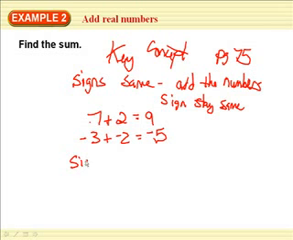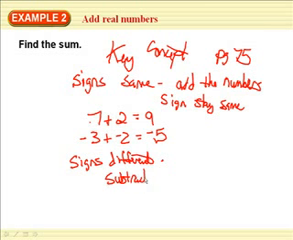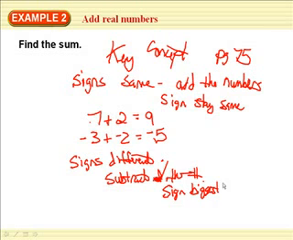Now if the signs are different, you are going to subtract, and they say the absolute value, but we're just going to look at the numbers. Subtract the numbers, and the sign is the sign of the biggest number.